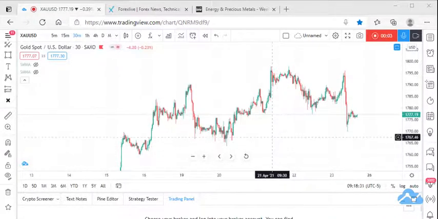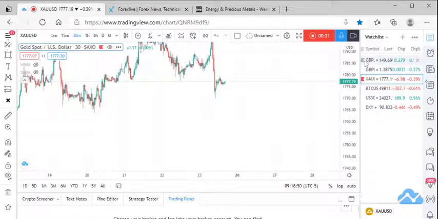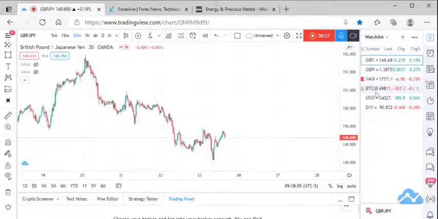Yo, so I want to walk down the pairs I'm looking at this week, and basically what I expect, what I see. It's my watch list. I got GJ, GU, gold, Bitcoin, US 30, and a dollar index. But mainly I focus on gold and GJ. I might look at Bitcoin and US 30 every now and then.